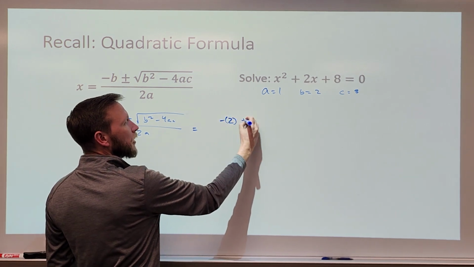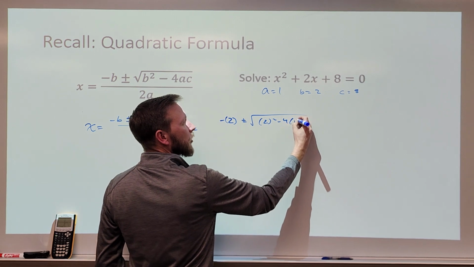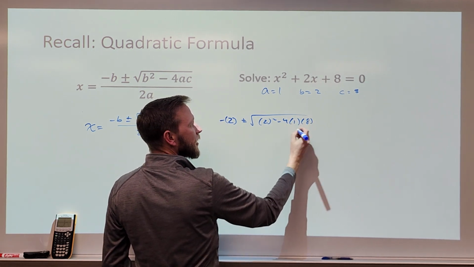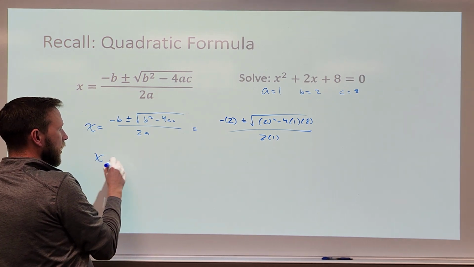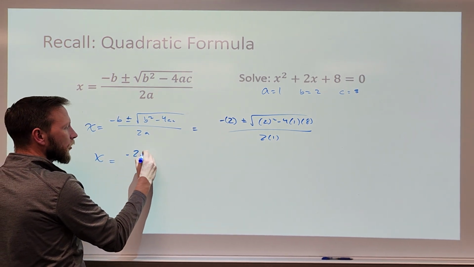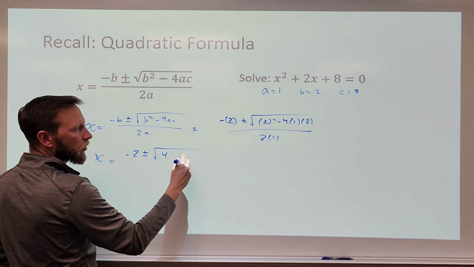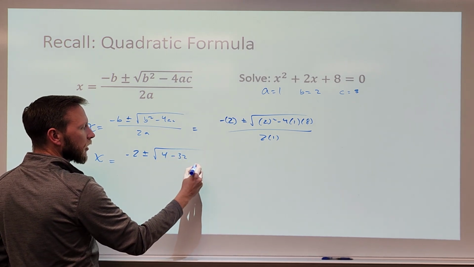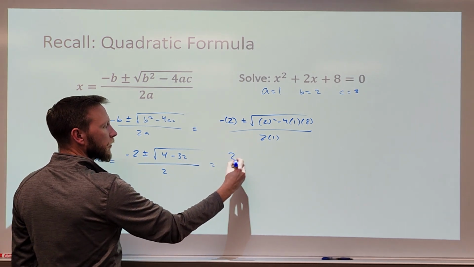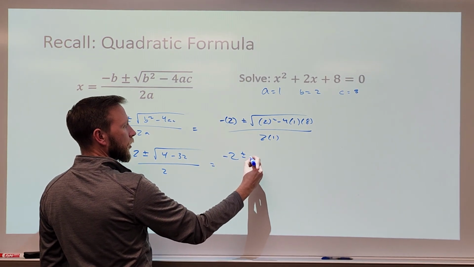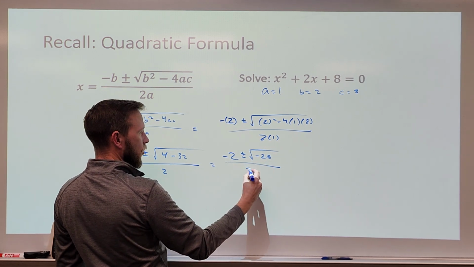The opposite of b, plus or minus the square root of b squared minus 4 times a times c, all over 2 times a. We're going to let our calculator do some of that work, but other work we can do using our head. 2 squared is 4. 4 times 1 times 8 is going to give us negative 32, and then 2 times 1 gives us 2. So we get negative 2 plus or minus the square root of negative 28, all over 2.